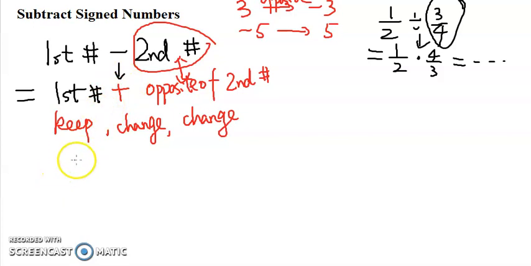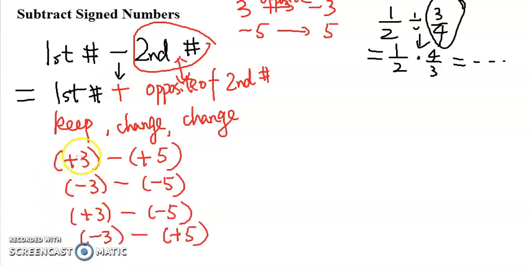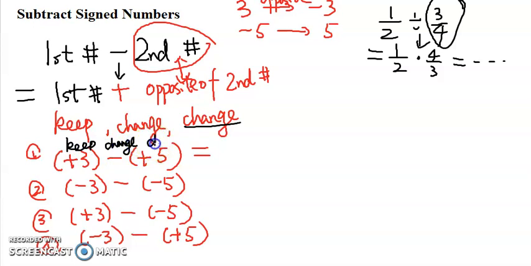So we can look at 4 examples here. We apply the rules to do these 4 questions. The rule says keep, change, change. Not keep, change, flip. That's for fractions. So it's a little similar. The difference is the last step. We keep the first number and we change the sign. And then we also have to change the next number to the opposite, which means you also change the sign.